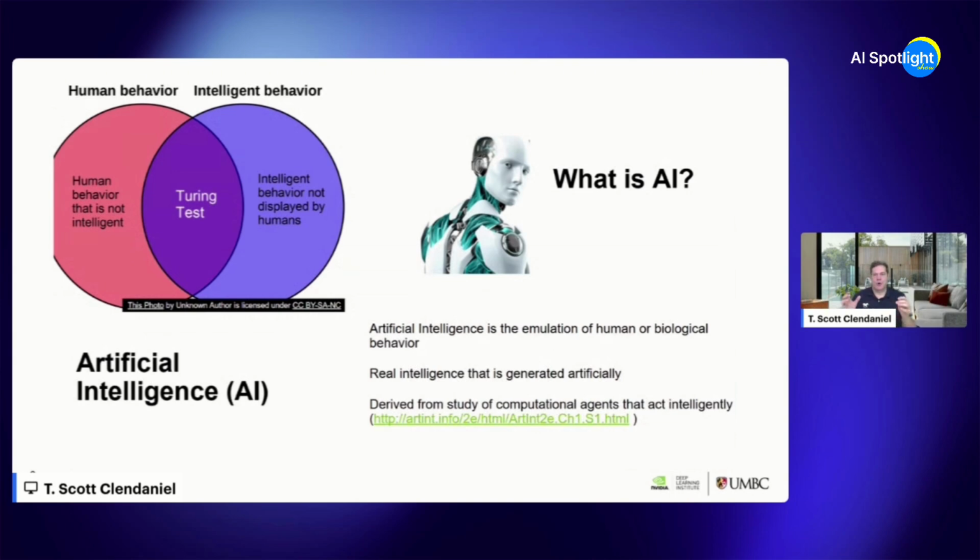But his question was, could I set up a test? So if I had a person sitting in one room and they were just typing questions and answers to an unknown respondent in the other room that they couldn't see, could they tell if the person answering the questions was a human being or a computer? Were they able to tell the difference between the two?